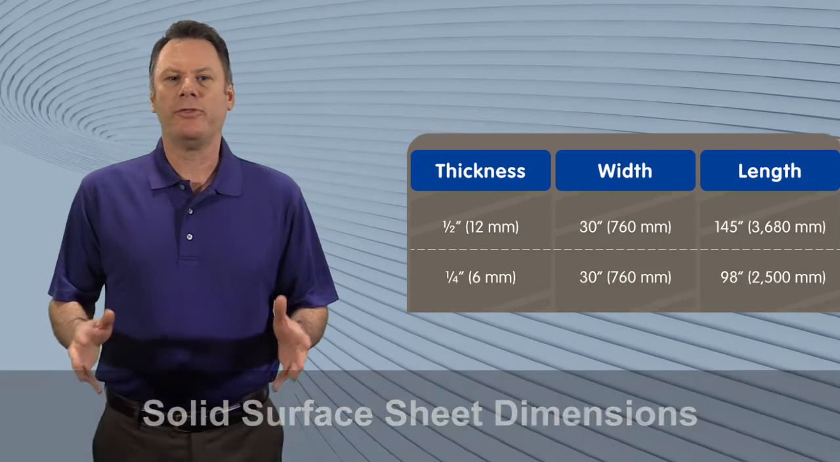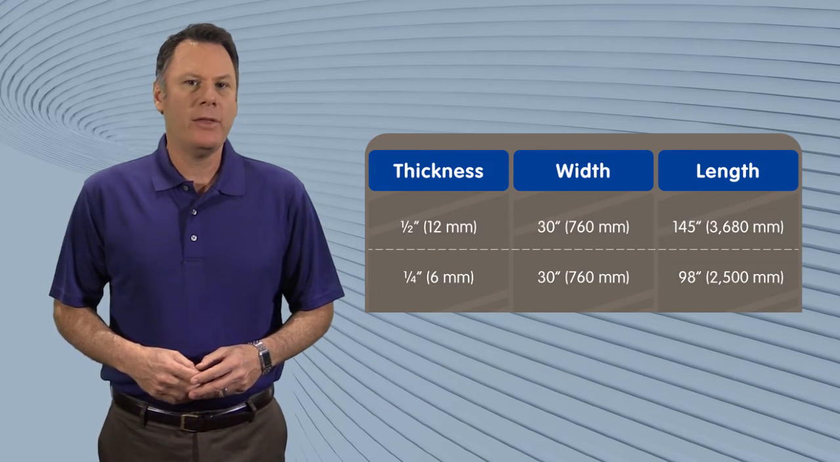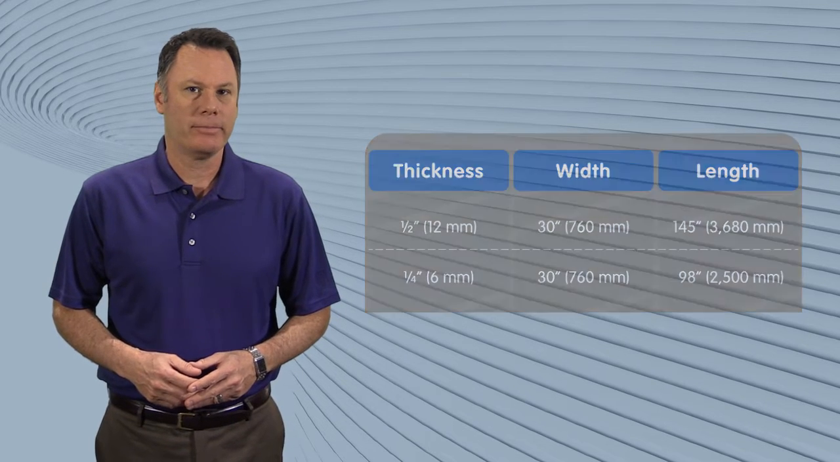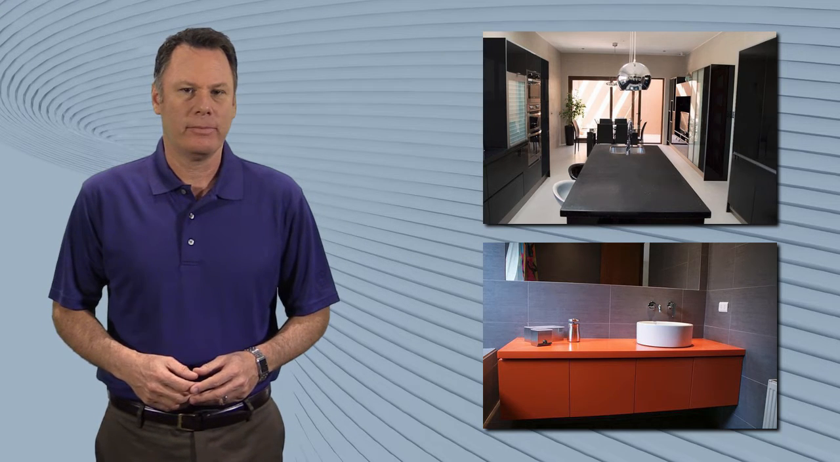Solid surface sheet dimensions. Solid surface sheets are typically 1/4 or 1/2 inch thick, 30 inches wide, and either 145 or 98 inches long, as shown on this chart. Sheets are available in an extensive range of colors and patterns.